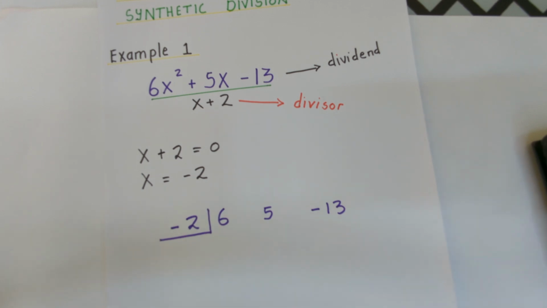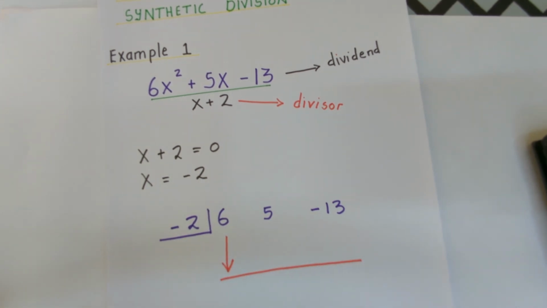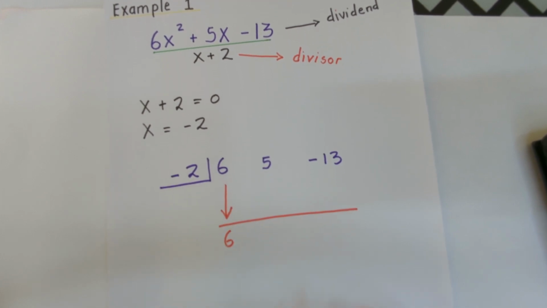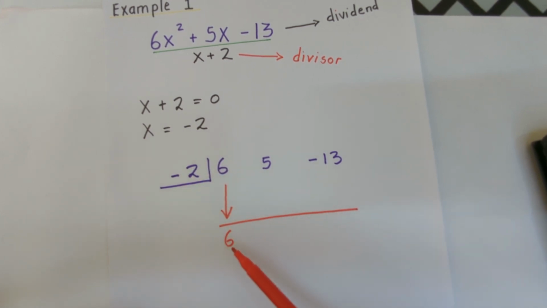The next step would be to draw a line here and bring down the first number, which is our leading coefficient of 6. So let's bring the 6 down and write it here. Now the step that follows is to multiply negative 2 by 6. We write the answer below 5, and we add. And we keep repeating the same steps until we find our remainder.